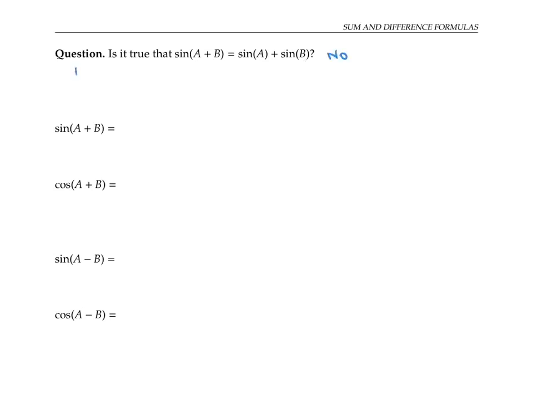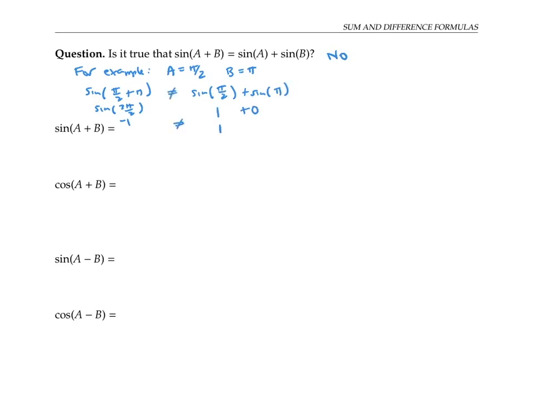And we can see by an example, if we plug in, say, A equals pi over 2 and B equals pi, then the sine of pi over 2 plus pi is the same thing as the sine of 3 pi over 2, which is -1, whereas the sine of pi over 2 plus the sine of pi is equal to 1 plus 0, which is 1. -1 is not equal to 1, so this equation does not hold for all values of A and B. There are a few values of A and B for which it does hold, for example, if A is 0 and B is 0, but it's not true in general. Instead, we need more complicated formulas.